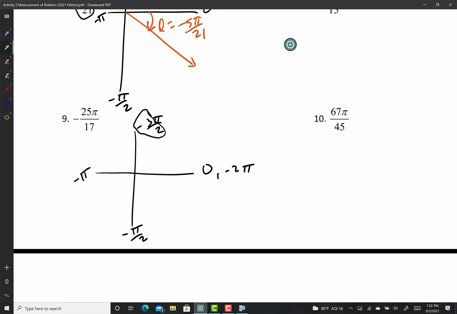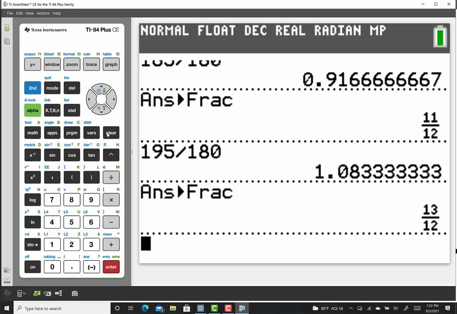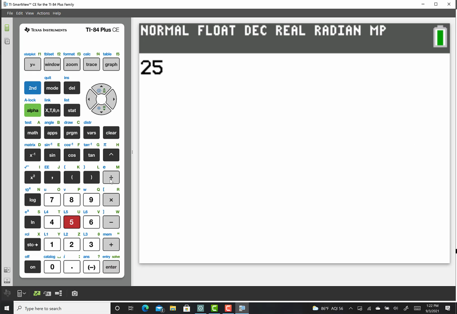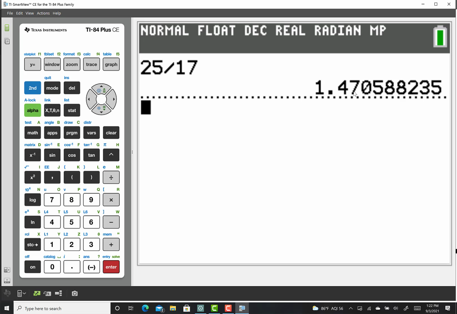So negative 3/2 pi is the same thing as negative 1.5 pi. Do you guys agree? All right. 25 over 17 is actually really close to 1.5. But we don't know if it passes it or if it's below. So take your calculator and just go 25 over 17, because I just care about what that is as a decimal. 1.47.